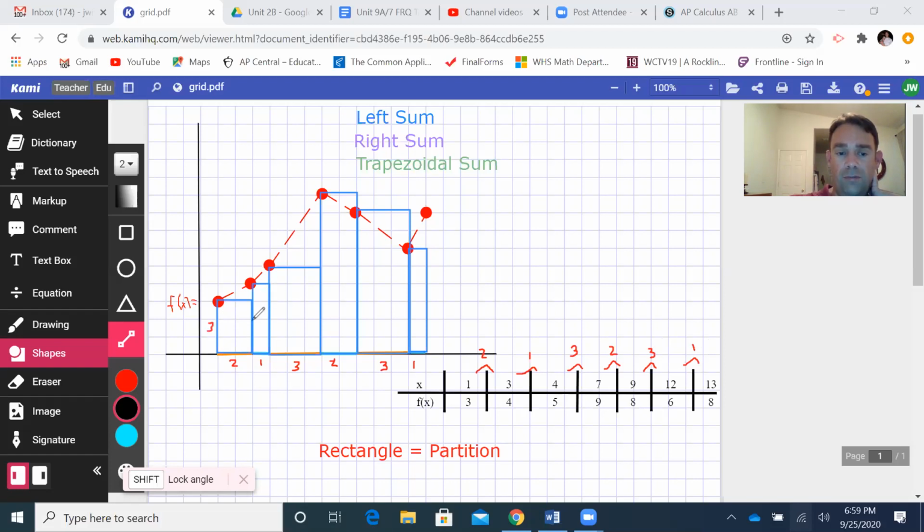This has a height of 4. This has a height of 5. This has a height of 9 on this rectangle. This rectangle right here has a height of 8. And this rectangle right here has a height of, did I do that one wrong? Oh, height of 6. No, we're good.